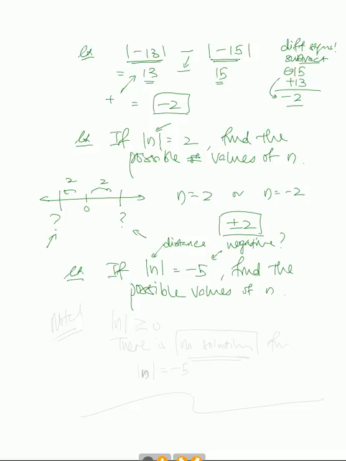Okay, so this is one tricky question that you have to take note of. Absolute of n is always going to be greater than or equal to 0. There's no way you can turn up negative. So there is no solution for absolute n to be equal to negative 5. Okay, so there's no way. So the answer is no solution.